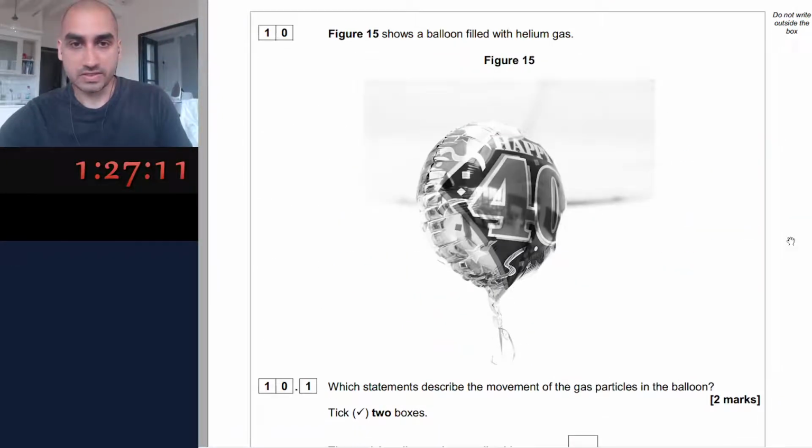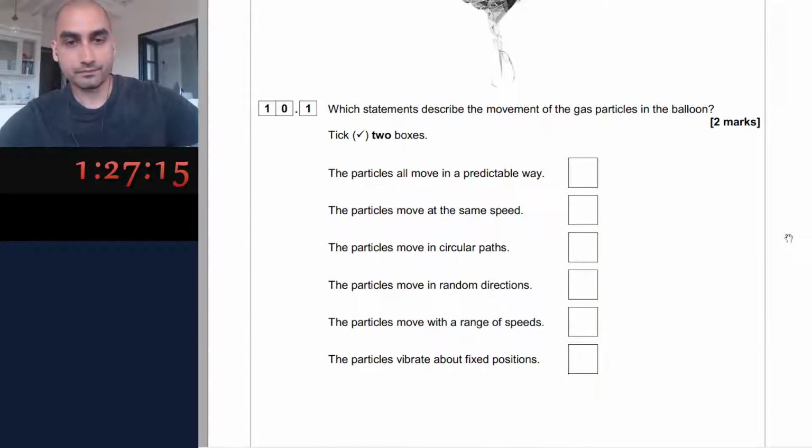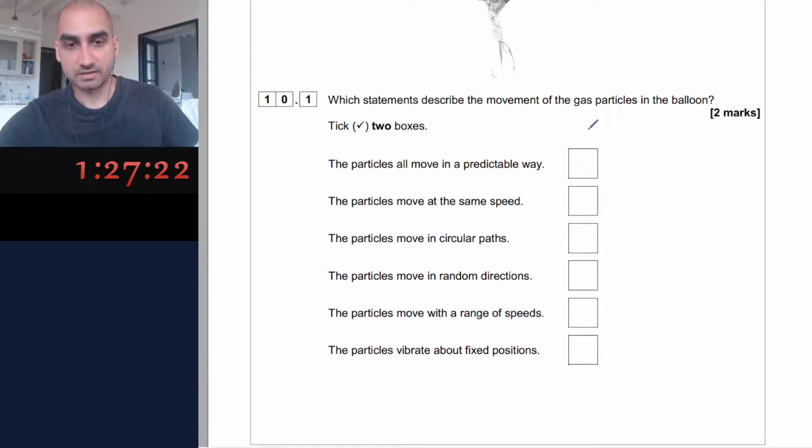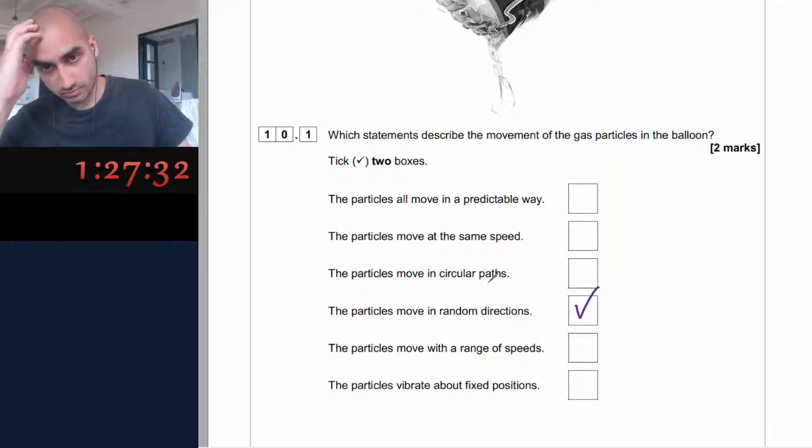Movement of the gas particles in the balloon. It shows a balloon filled with helium gas. Which statements describe the movement of the gas particles in the balloon? Random directions, that's for sure. Particles move at the same speed. Circle paths. Range of speeds. Yeah, those two.